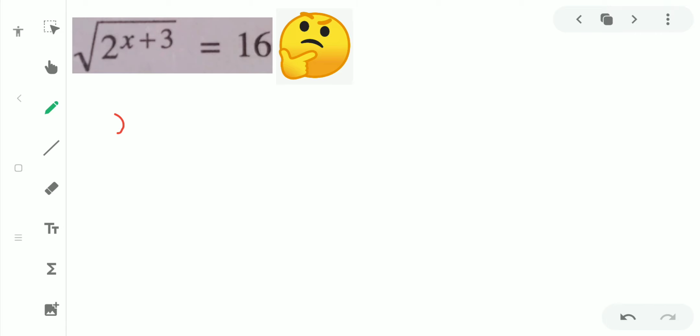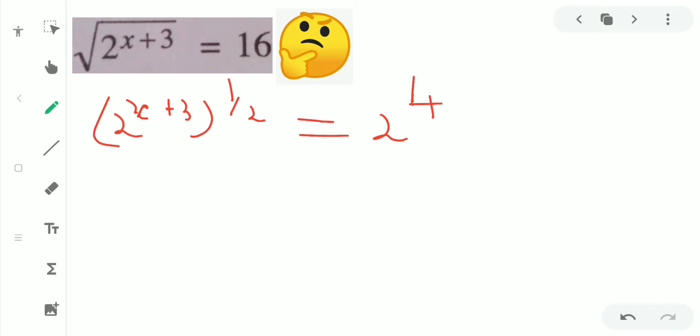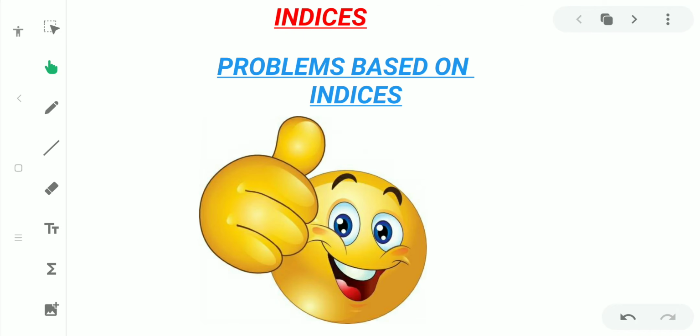So I will write 2 power x plus 3 whole power 1 by 2, which is equal to 2 power 4. I wrote 2 power 4 because 16 is nothing but 2 power 4. 2 2's 4, 4 2's 8 and 8 2's 16. So as I have said in the previous video, splitting matters a lot in chapter indices.